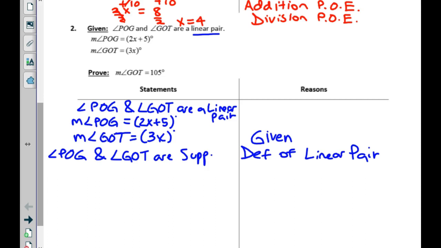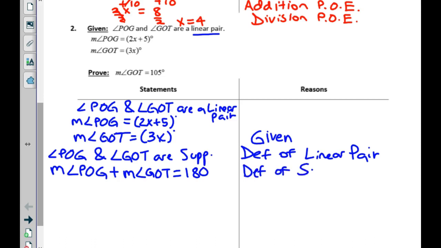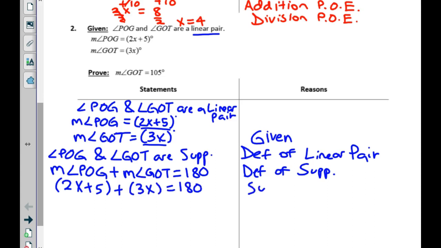And if we know they're supplementary, we know that their measurements add up to 180 degrees. Why? That's the definition of supplementary. Now we're going to want to replace the measurements with the numbers. Measure of POG, we know what that is, 2x plus 5. And then measure of angle GOT, we know that's 3x. And anytime you replace something like that, that's the substitution property.